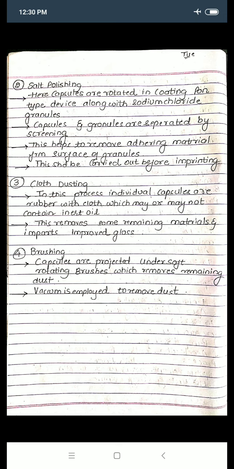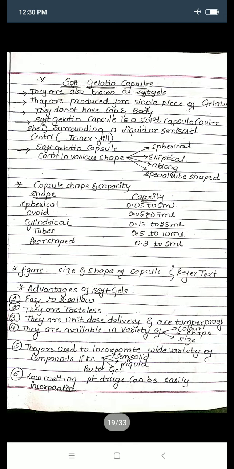So we'll move on to the next part, that is soft gelatin capsule. So they are also known as soft gels. They are produced from a single piece of gelatin. They do not have cap or a body. It is a single unit. Soft gelatin capsule is a solid capsule which is having a outer shell surrounding a liquid or a semi-solid at a center, that is inner fill.